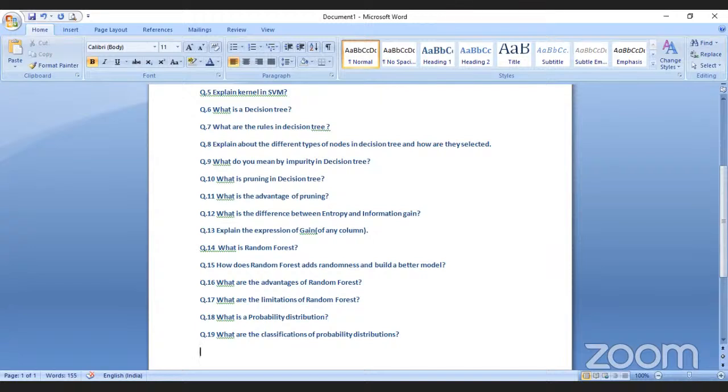In the discrete probability distribution, the underlying random variable is discrete, whereas in the continuous probability distribution, the underlying random variable is continuous. So on the basis of the random variable, if the random variable is discrete, then we have the discrete probability distribution, and if the random variable is continuous, we have the continuous probability distribution.